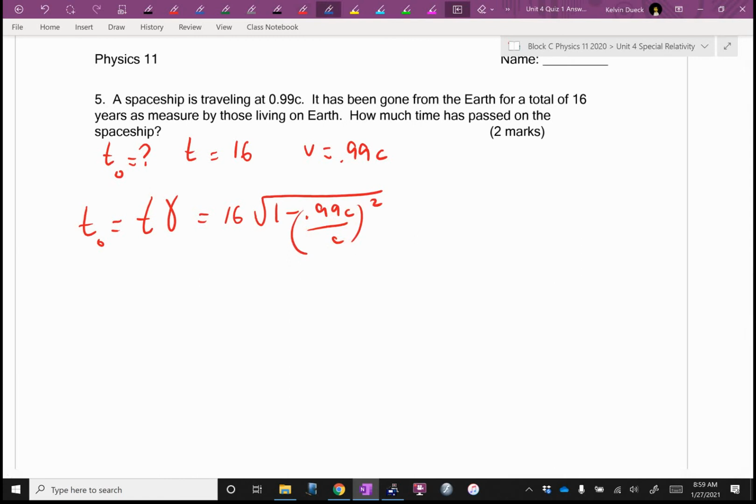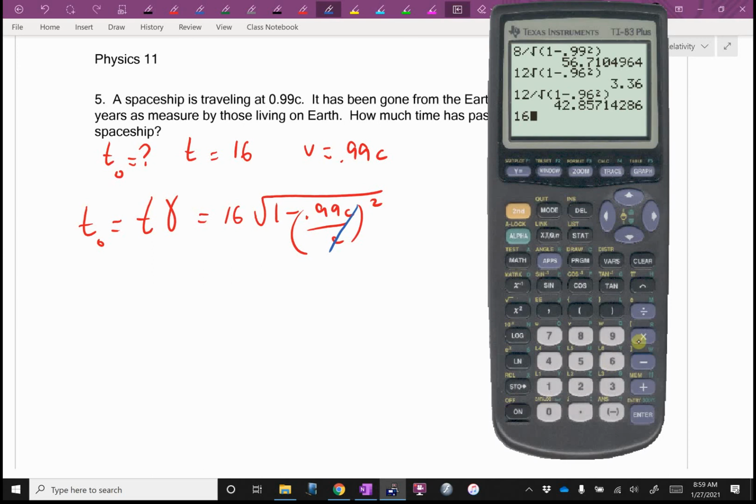Sophia, do you see? Do you see? Do you see? What do you see? Well, that's convenient. So if I'm typing this in, it's going to be 16 times square root, open a bracket, 1 minus 0.99 squared.